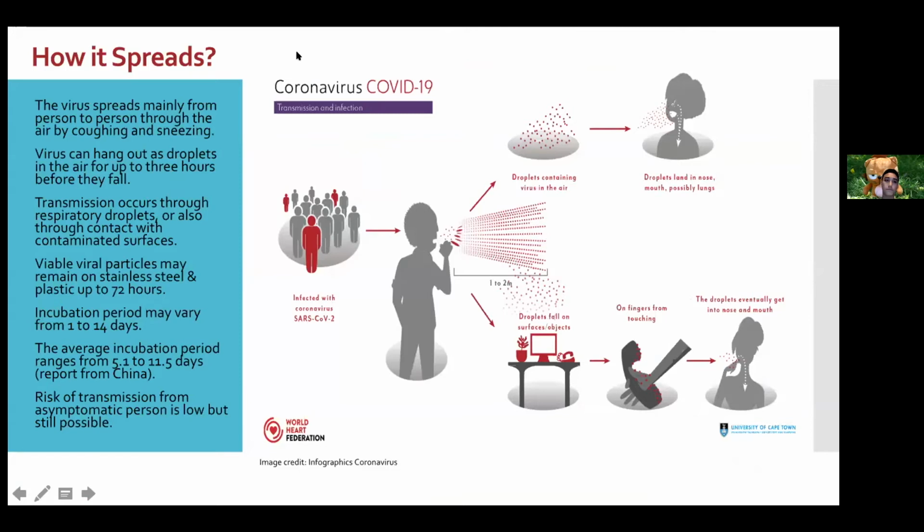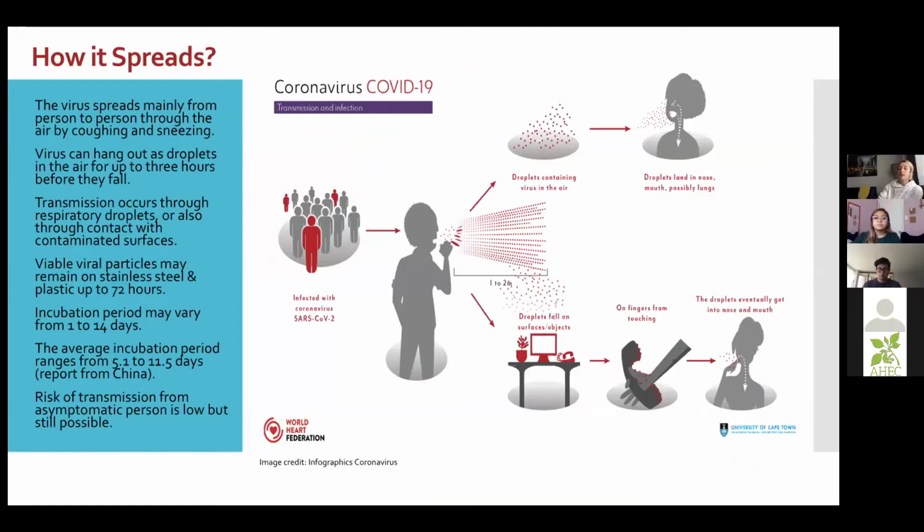But the main question is, we touched on the biology of the coronavirus, COVID-19, but the main question is how it really spreads. I like this nice picture that allows you to see how the novel virus spreads. What's happening? The virus spreads mainly from person to person through the air by coughing and sneezing. You can see a person here coughing and sneezing improperly.